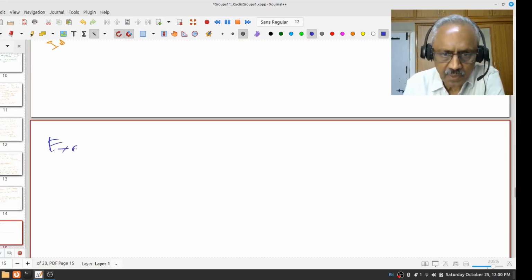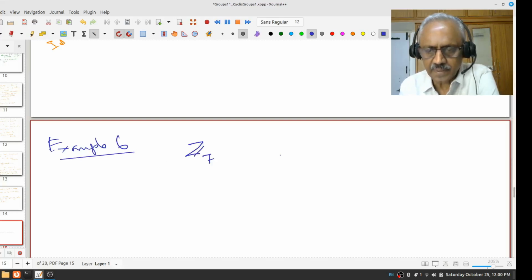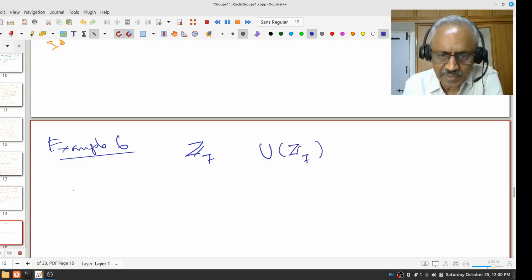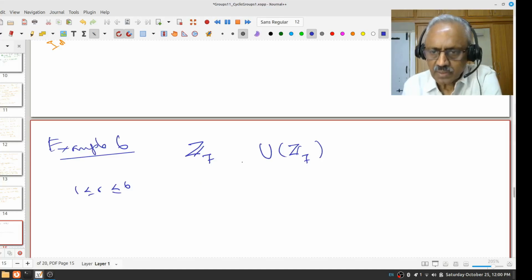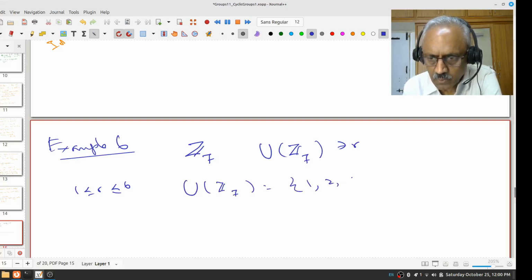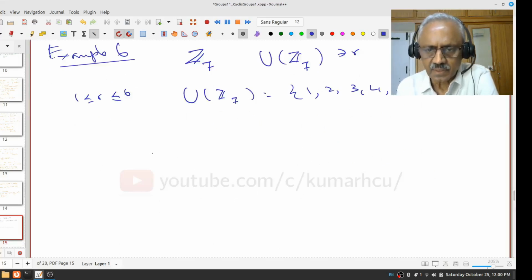Let us look at example 6. Now let's look at Z7. Remember, 7 is a prime. Therefore, if I take anything less than or equal to 6, then it belongs to this group, because it's relatively prime to 7. Therefore, U of Z7 has all these elements: 1, 2, 3, 4, 5, and 6. Is that clear? Now let us see whether this is cyclic.